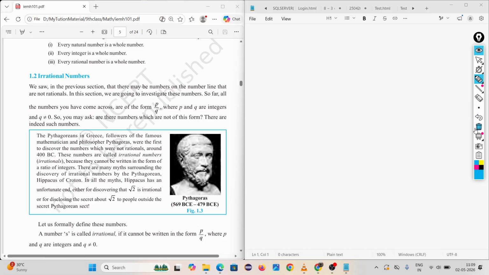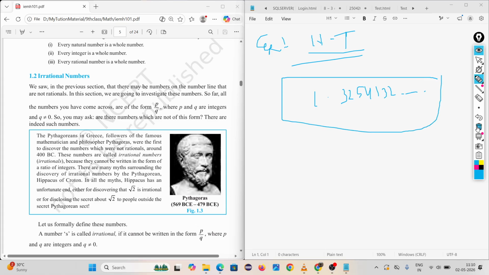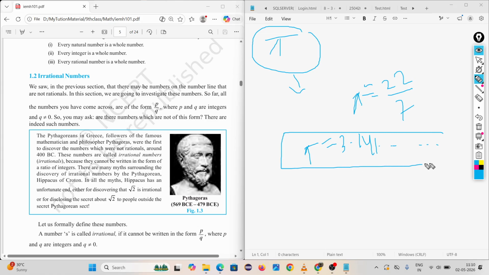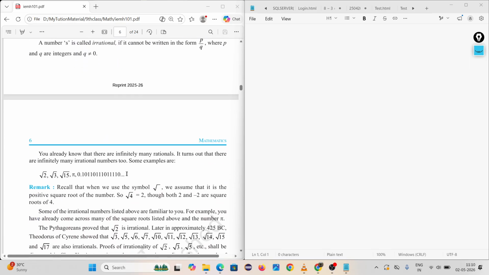Then the second example I was telling at that time is non-terminating, non-recurring. If any decimal is non-terminating, non-recurring, it comes under irrational numbers, like 1.3254132. And at that time I discussed whether pi is rational or irrational. Remember, the value of pi is not 22 upon 7, it is approximately 22 upon 7. The value of pi is 3.141, a non-terminating, non-recurring decimal. If any decimal expansion is non-terminating and non-recurring, then it comes under irrational numbers, na? For our calculation sake, we take the value of pi as approximately 22/7. That's why in the examples of irrational numbers, pi is there.